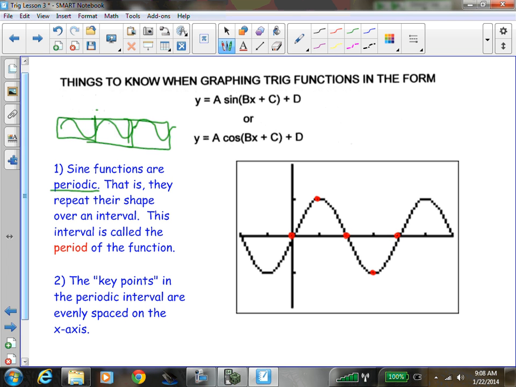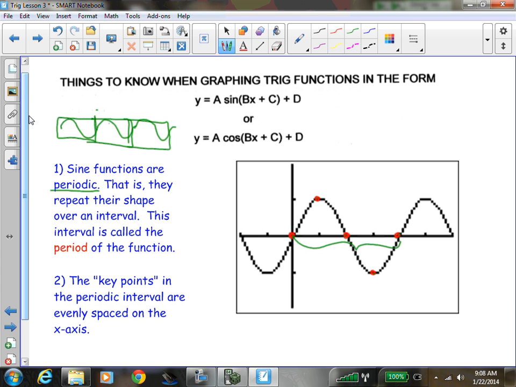Okay? All right? Now, in a period of a sine curve, there are going to be 5 key points. There's going to be the point where the graph crosses the x-axis, the point where it gets its maximum height, where it crosses the x-axis again, where it gets its minimum height, and then where it gets back to the x-axis again. And the good news about these is those 5 points are spaced equally on the x-axis there.